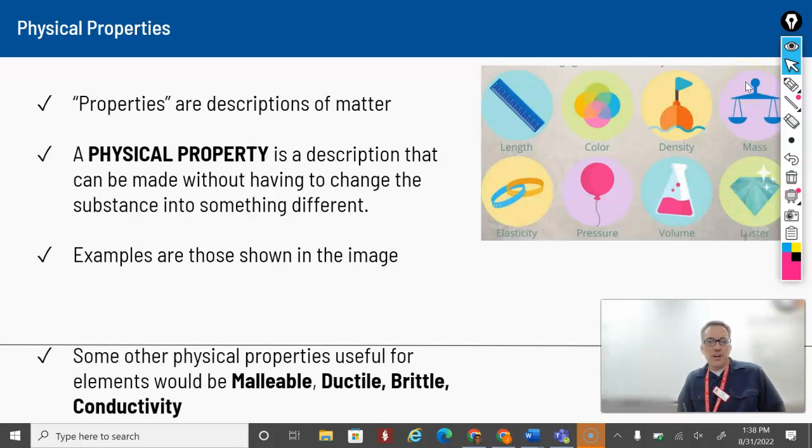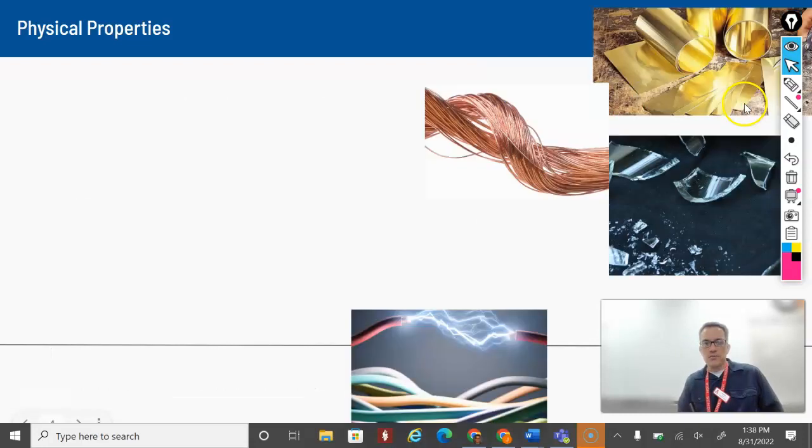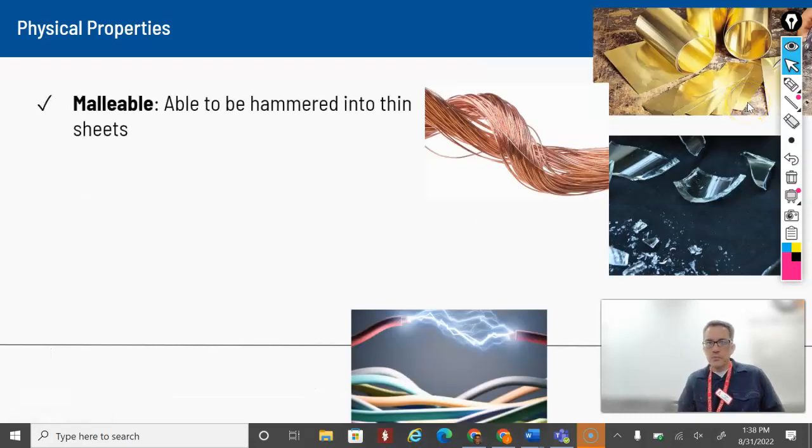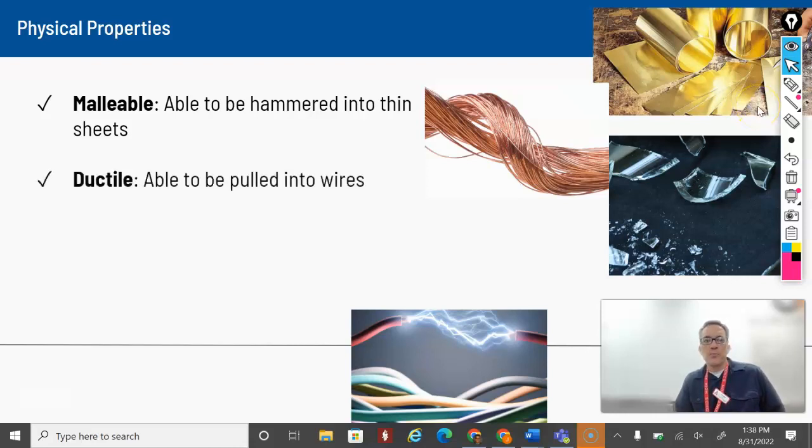There's some special terms that we'll use for this unit, and again, these are ones where you want to pause and write this down on the next slide. Malleable, ductile, brittle, and things like conductivity. So what do those words mean? Malleable means it can be hammered into thin sheets. So if we look at the picture up here at the top, it looks like something like gold. You're probably familiar with aluminum foil being something similar. Ductile means we can pull it into wires, such as this copper that's here. That would be a physical property.